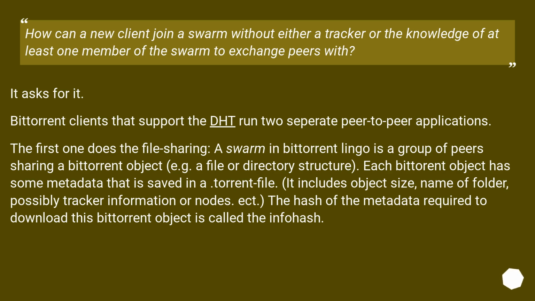A swarm in BitTorrent lingo is a group of peers sharing a BitTorrent object, for example a file or directory structure. Each BitTorrent object has some metadata that is saved in a torrent file. It includes object size, name of folder, possibly tracker information or nodes, etc. The hash of the metadata required to download this BitTorrent object is called the info hash.